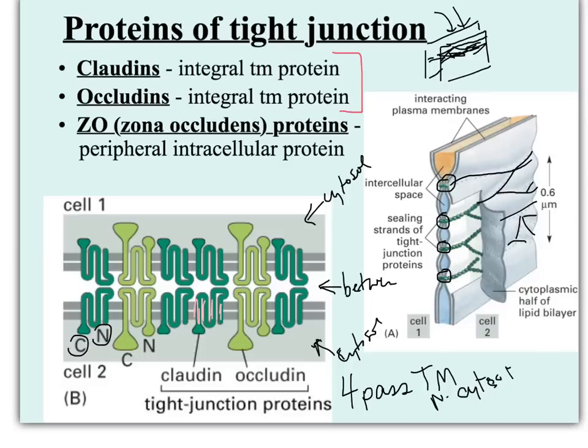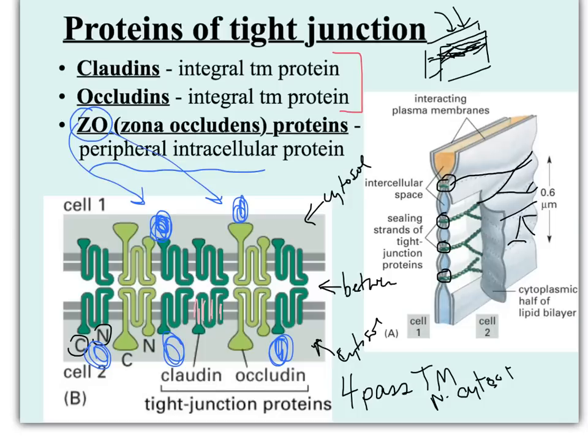So there's lots of these proteins. The claudins and occludins are the transmembrane proteins, and they're going to interact on the intracellular side. Let me just take a big blue thing. They're going to interact with these ZO proteins. On both sides you're going to have ZO proteins that interact with the claudins and occludins, and that's going to be important because the ZO, the peripheral intracellular proteins, are then going to interact with a cytoskeletal component.